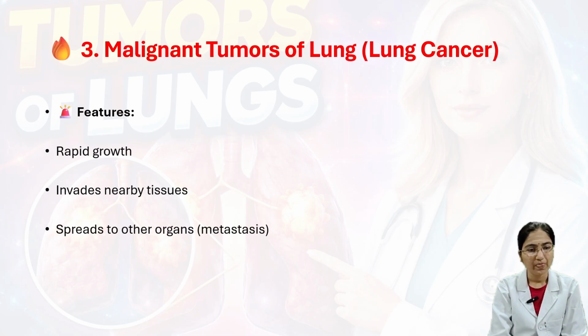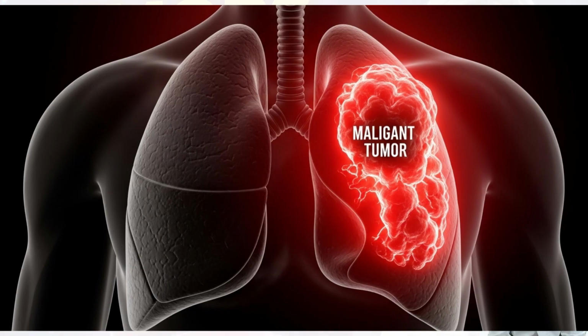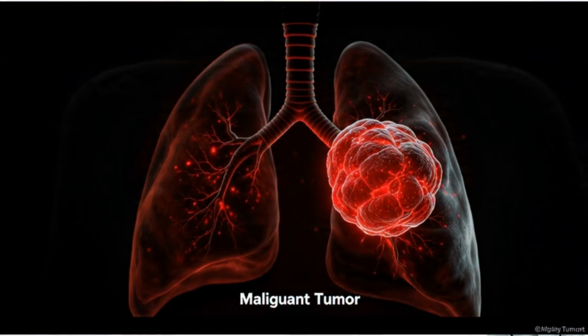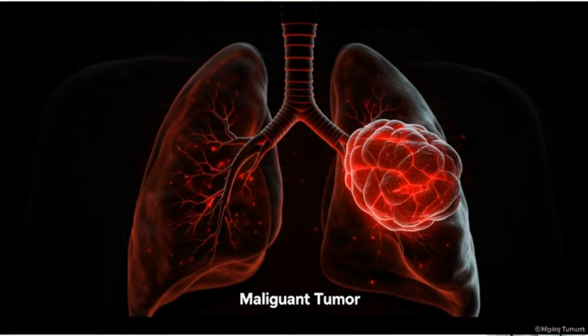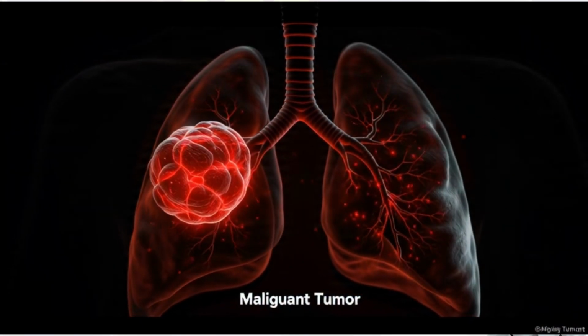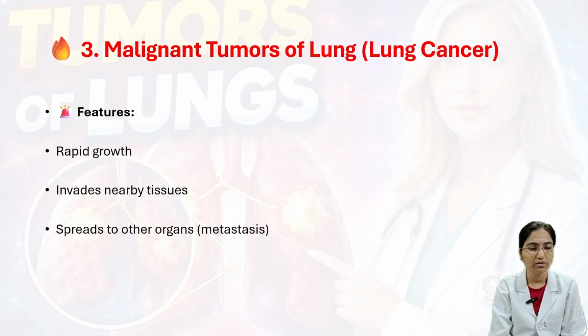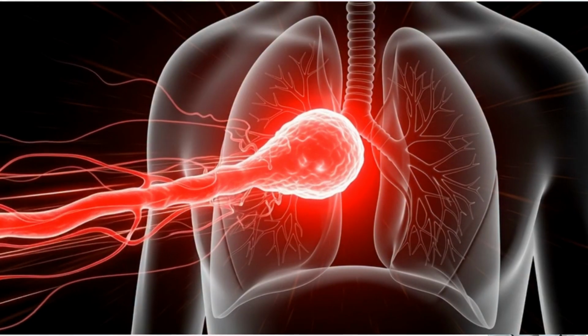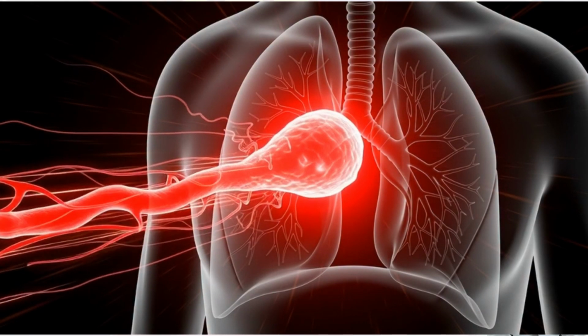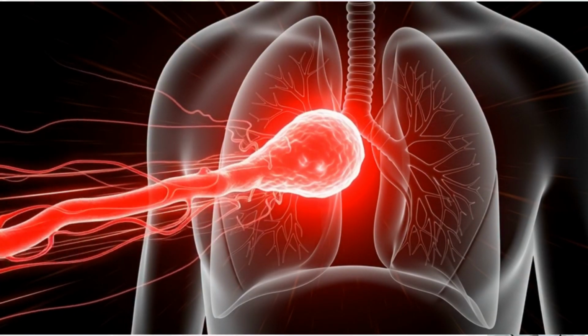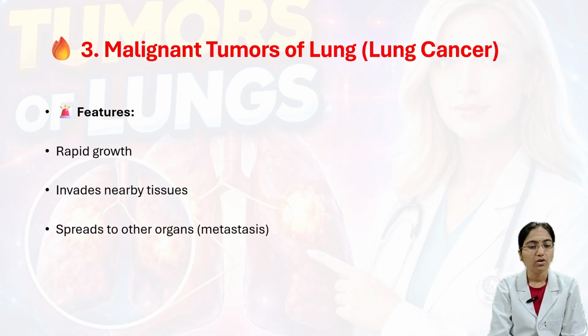Next we'll see what a malignant tumor of lung is. Here we'll see the characteristic features. Rapid growth, fast growth of tumors we can see in the malignant one. It invades nearby tissues, spreads to other parts, and spreads to other organs even. That's what metastasis is: present in malignant tumor, whereas it is absent in benign tumor.